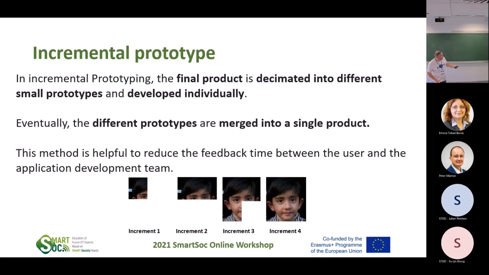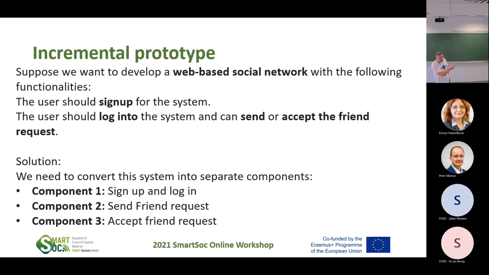So we split it into several parts. For example, here is some example. There is some task to make a web-based social network with the following functionalities: sign up for the system, log into the system, send or accept a friend request. Solution: we can make it with 3 components. Of course there are thousands of components, but just to show you, there can be 3 components.